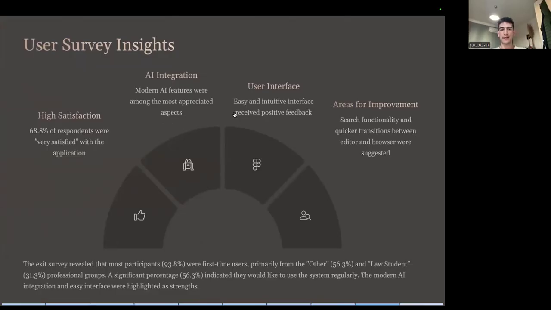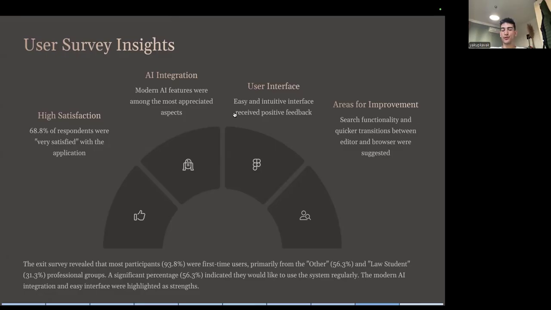After completing their tasks, 16 participants filled out our exit survey and almost 70% checked the top box, very satisfied. That result shows two things. First of all, the AI layer, one-click summarization and similarity search, replaced multi-step precedent checks and saved noticeable time with every document. Secondly, the interface felt immediately understandable. Even users who live daily in Word said they could open, compare, and annotate files within the first minute because the layout is clean and the icons are self-explanatory.